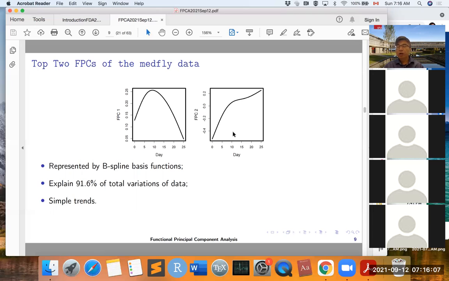You can see that although the original 50 curves are very complicated, these top 2 FPCs actually have a very simple trend, right? These top 2 FPCs are estimated by B-spline basis functions without making any parametric assumption, and the top 2 FPCs explain 91.6% of the total variation among the data. The top 2 FPCs have a very simple trend. You can see here.